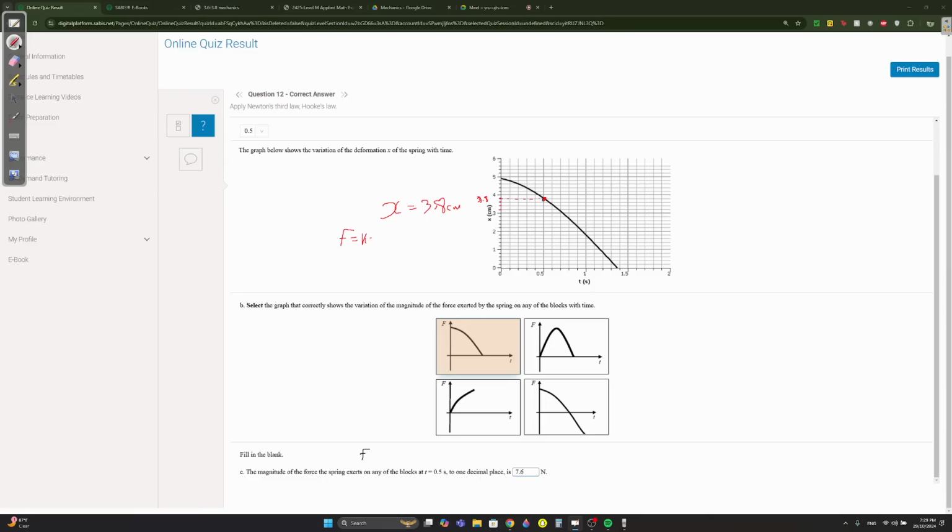F is equal to kx. K in part A was 200. And x is how much? 3.8 centimeters. In meters, it has to be in meters. Multiply this, you get 7.6.